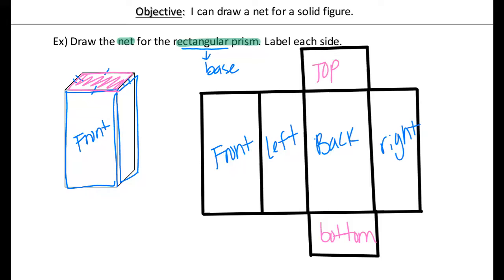Okay, so that's a rectangular prism. And it's called a prism because it has two bases. Just for vocabulary so you know, a prism means it has two bases. If you ever see the word prism, prism means two bases.